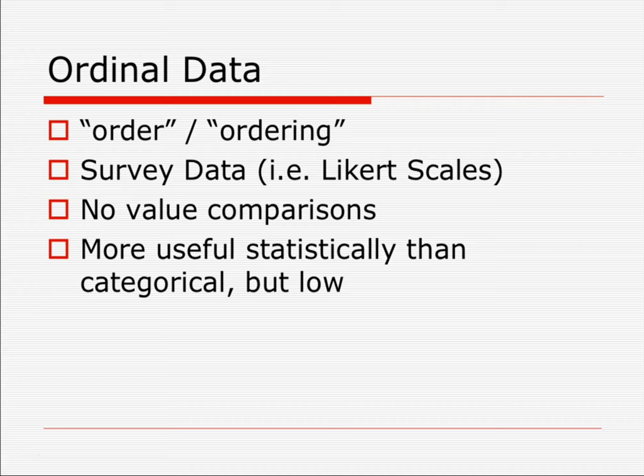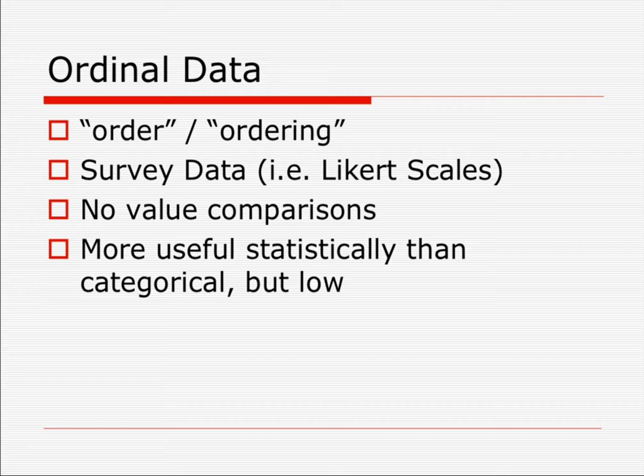Keep in mind, there's no value comparisons in ordinal data. When you select 1 that you strongly disagree, it does not mean the 1 has less value than the 5. It just means this is how you are ordering your response to it. You strongly disagree with this prompt, this statement. Maybe the statement on the survey is, my supervisor consistently enforces safety rules. Well, if the employee responds with a 1 that they strongly disagree, it doesn't mean that 1 is less of a statistical value than the 5. It simply means this is where I'm at in the order on the scale. More useful statistically than categorical, but it's still low. Remember, we're just ordering things here.